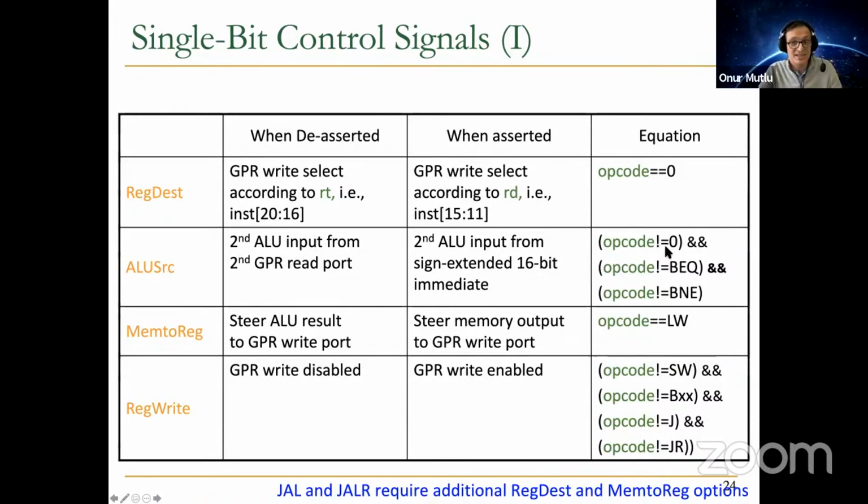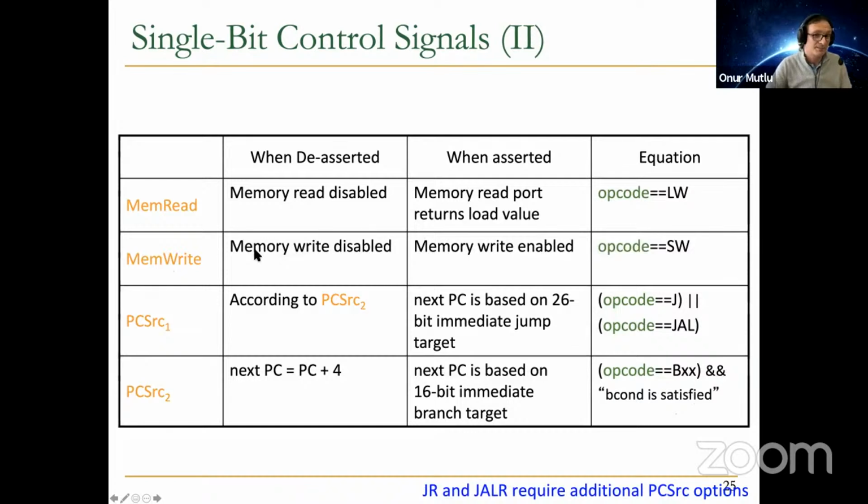If the opcode is not 0 and it's not a branch and it's not a branch not equal, then you assert this signal such that the source comes from the immediate. Otherwise, source comes from the general purpose register. And memory read and write are disabled depending on the instruction. These are easy, as you can see. Memory read is asserted if the opcode is load. Memory write is asserted if the opcode is store. And there are no other instructions, at least in our smaller set, that assert these.